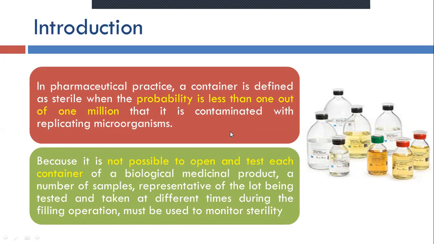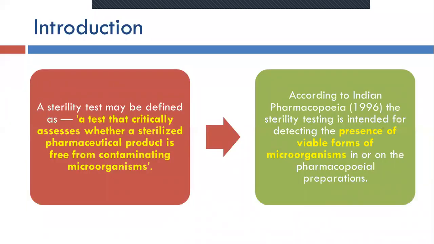So as I have told you already, we cannot test each and every unit of a lot or each and every unit of a batch. So only the representative samples which have been taken from that particular batch will be subjected to the sterility testing. A sterility test may be defined as a test that critically assesses whether a sterilized pharmaceutical product is free from contaminating microorganisms.